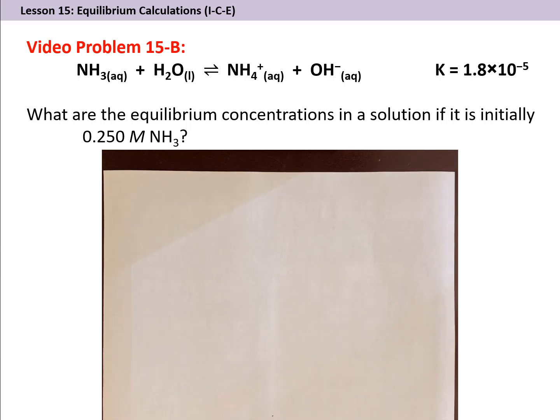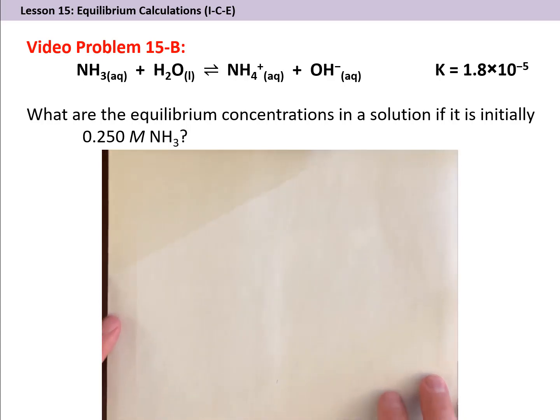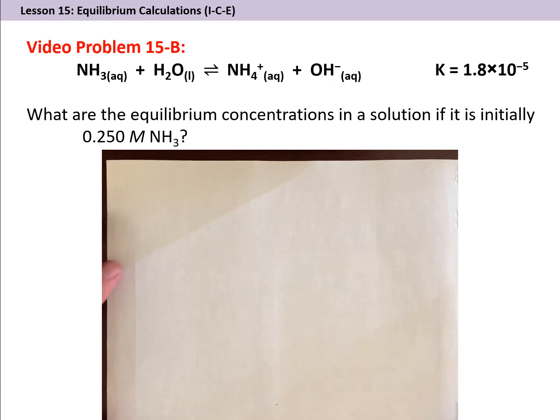This is video problem 15B. So we have NH3 plus H2O going to form NH4 plus OH minus. And we're given a K. And we're asked what are the equilibrium concentrations if a solution is initially 0.25 molar NH3. All right, so I have my page set up so that way I can move it around as needed, hopefully.